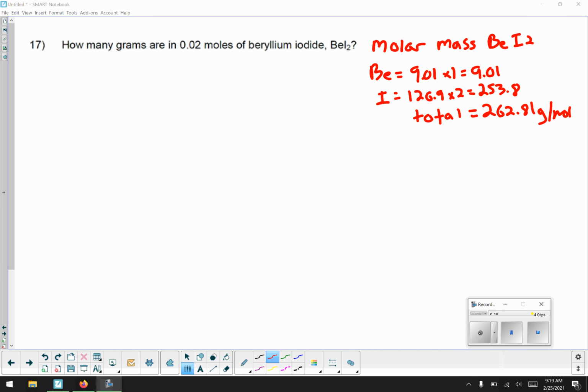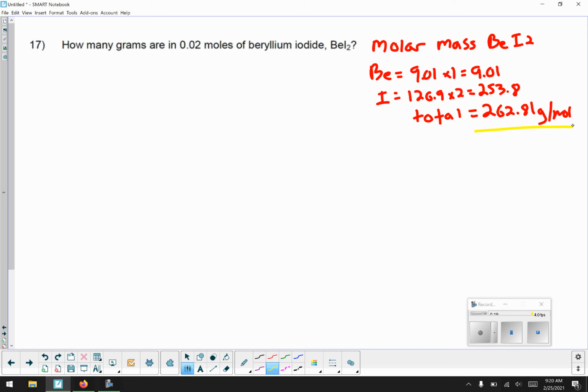Okay, so now I'm going to do 3 of the conversion problems from this worksheet. So about half of them. In this one, it asks how many grams are there in 0.02 moles of beryllium iodide, and it gives you the formula, BeI2. Whenever you're going from grams to moles, or moles to grams, either way, you're going to need the molar mass, which I already figured out. The molar mass of BeI2 is this.